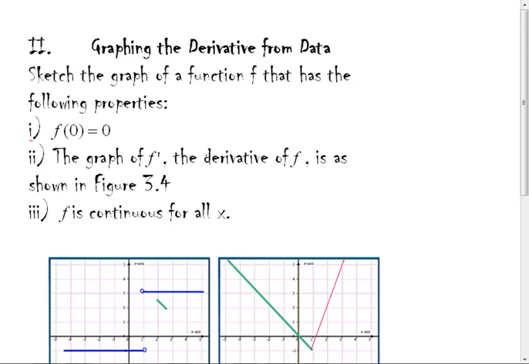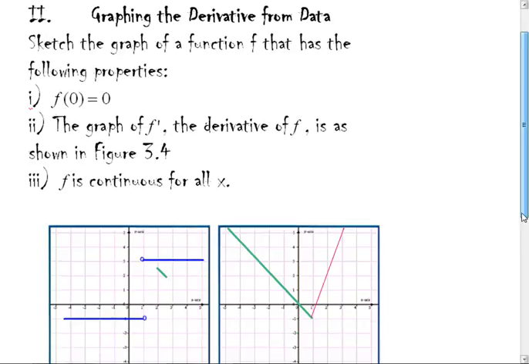And graphing the derivative from the data. Sketch the graph of a function with the following properties.